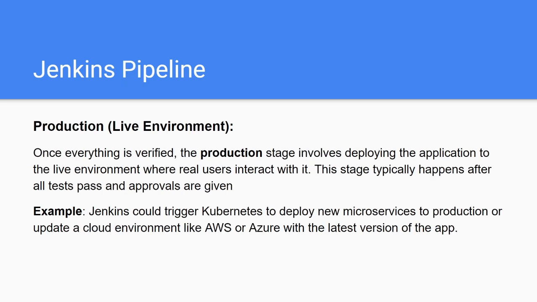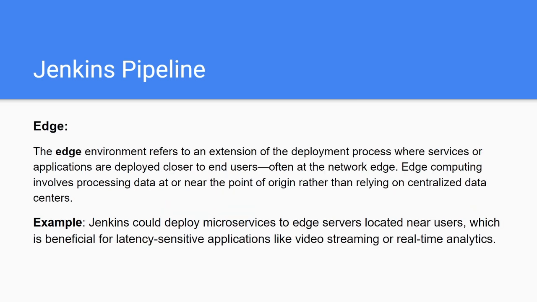Production, the last stage of the Jenkins pipeline. Once everything is verified, the production stage involves deploying the application to the live environment where real users interact with it. This stage typically happens after all the tests pass and approvals are given. For example, Jenkins could trigger Kubernetes to deploy new microservices to production or update a cloud environment like AWS or Azure with the latest version of the app.